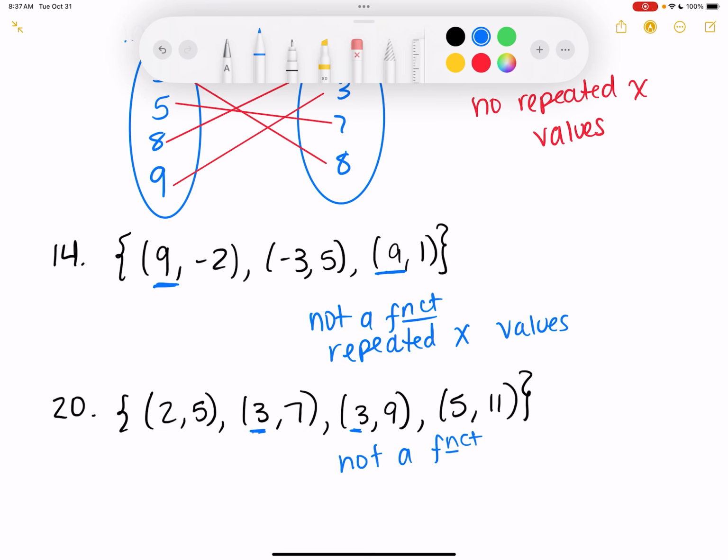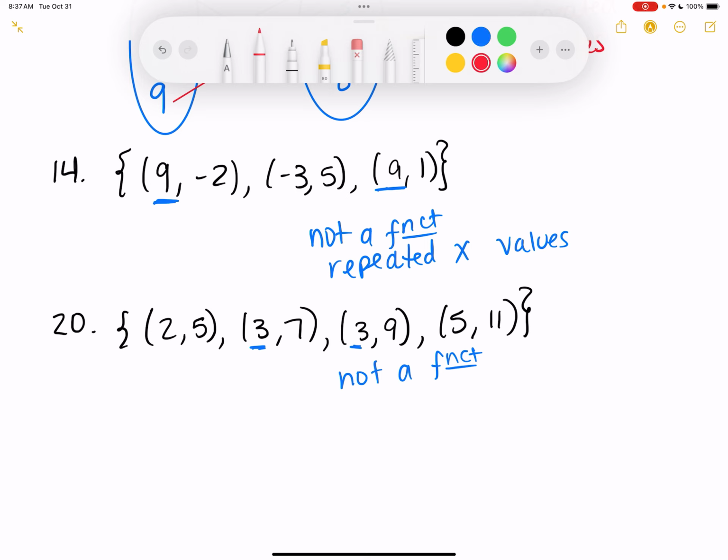The second part of this says to list the domain and range. The domain are the x values, and we only write them one time if they're repeated. Since I have two 3s, I'm only going to write it once. So it's going to be 2, 3, and 5. And then range is going to be 5, 7, 9, and 11.